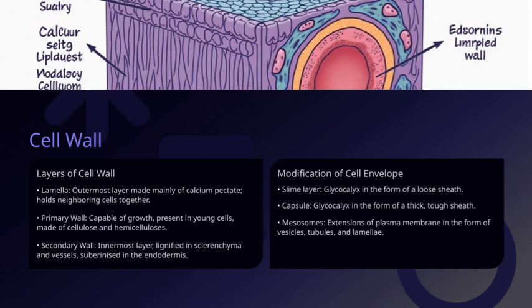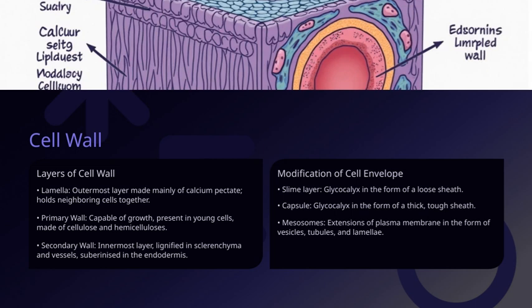Next, there's the capsule, which is a thick, tough sheath made of glycocalyx. This structure helps protect the cell from environmental threats and can also be involved in adhesion to surfaces, which is important for pathogenicity in some bacteria. On the other hand, we have the slime layer, which is also glycocalyx, but in a looser, more diffuse form. It acts as a protective barrier and aids in the movement of bacteria by reducing friction.